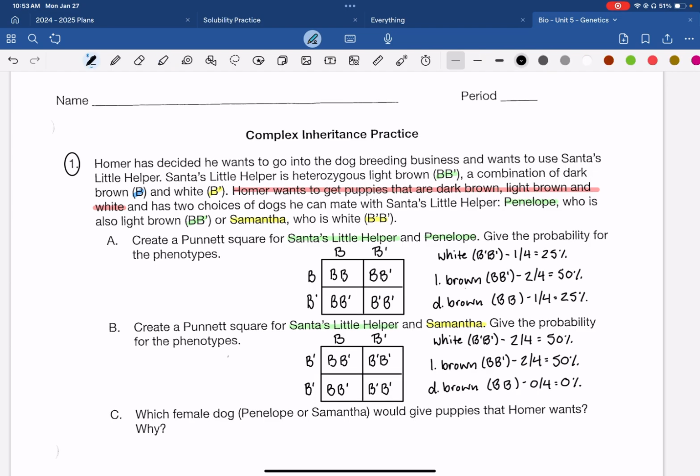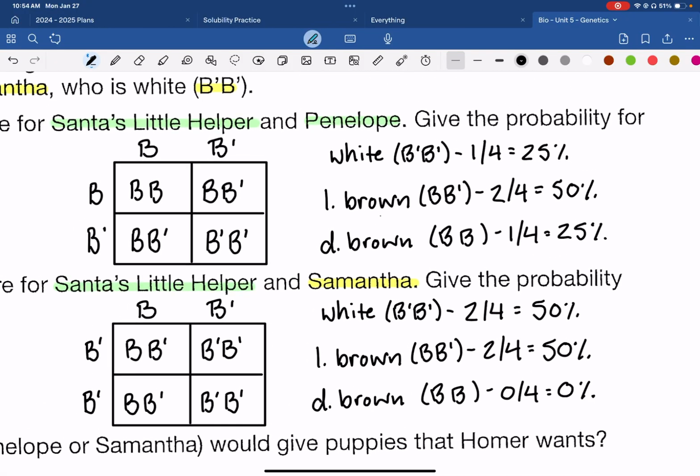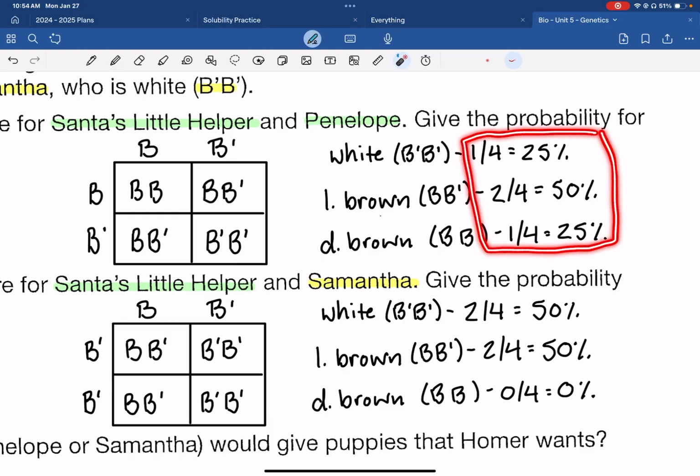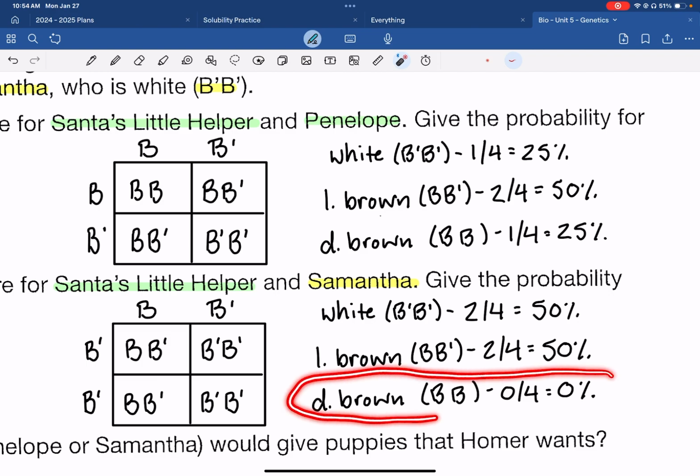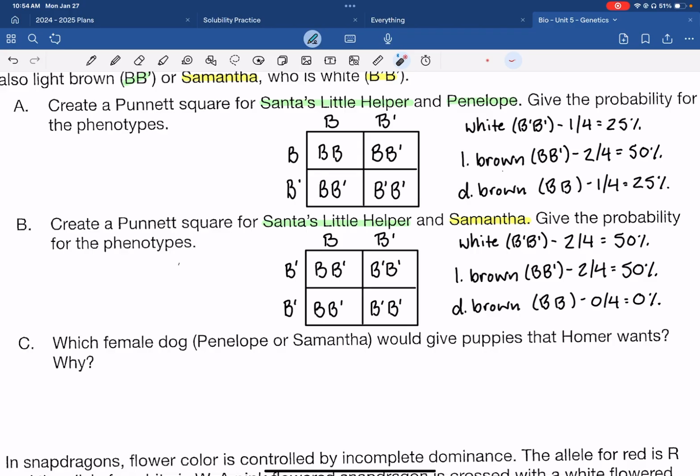Okay? Which mate, Penelope or Samantha, will give Homer all colors of puppies? Hopefully you said Penelope. Because if you look, there's at least a chance that Penelope and Santa's Little Helper are going to give them all fur color types. If he was to mate with Samantha, there would be no dark brown phenotypes. There would be no dark brown puppies. So the answer is Penelope.